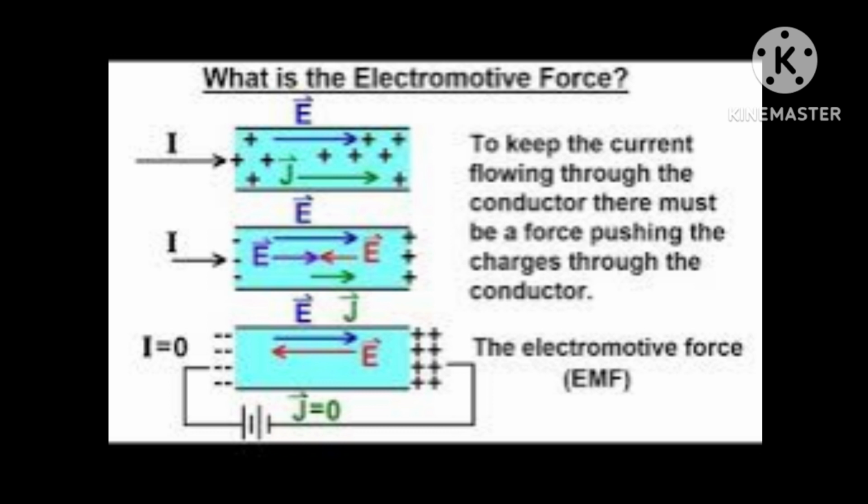And how will you represent the cell? You first write the anode, after that a double line. This double line represents the salt bridge. It talks about the separation. Anode first, then the double line, and then the cathode.